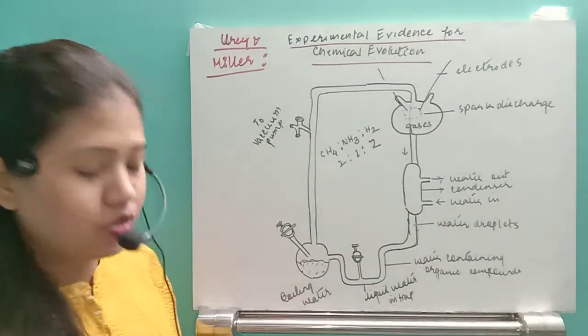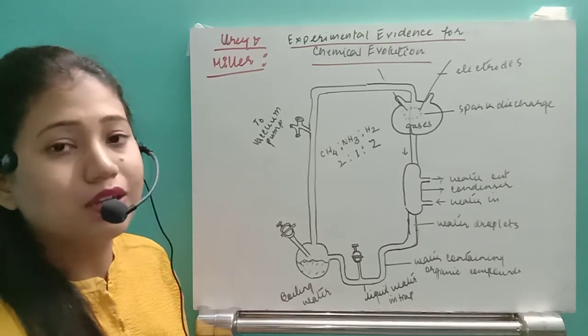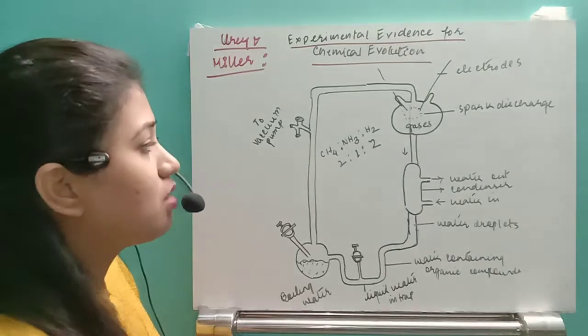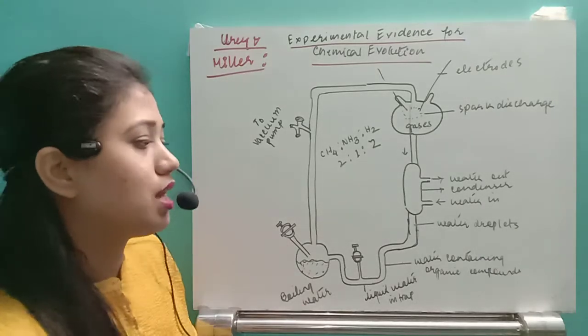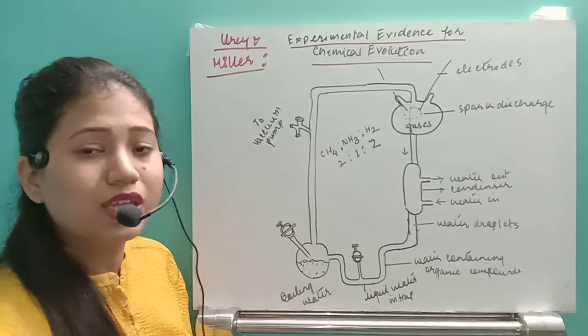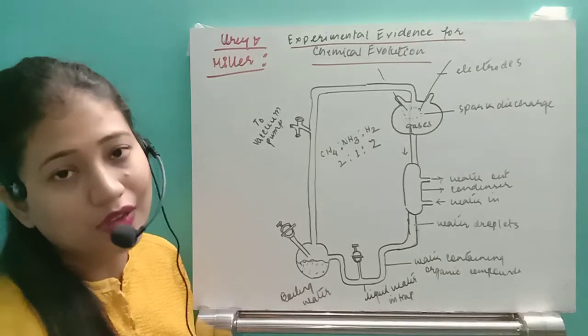In the glass apparatus, whatever conditions were given by the scientists, Urey and Miller tried to cover all of it, and they really found that yes, life can be originated from the chemicals itself, and it was originated from the chemicals itself. Till now we believe that.